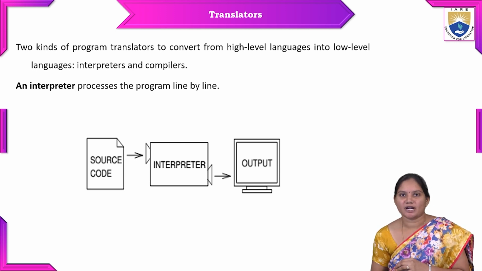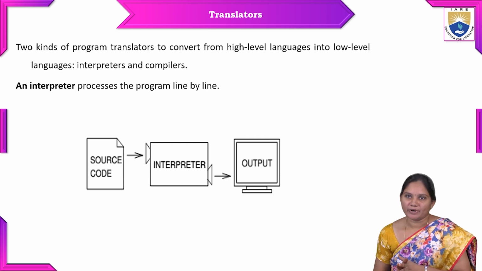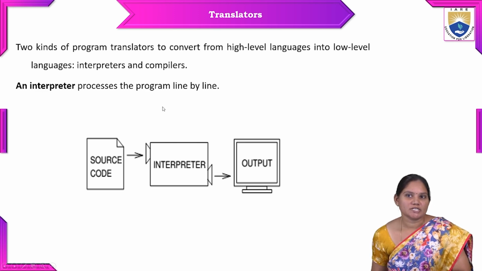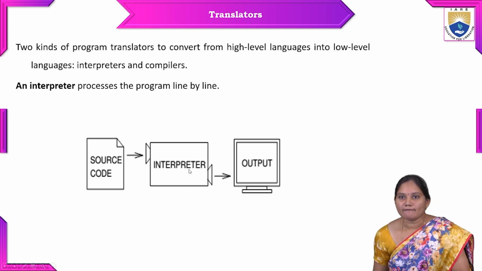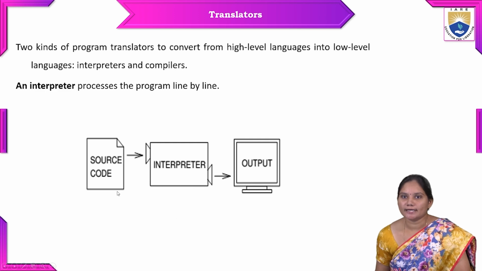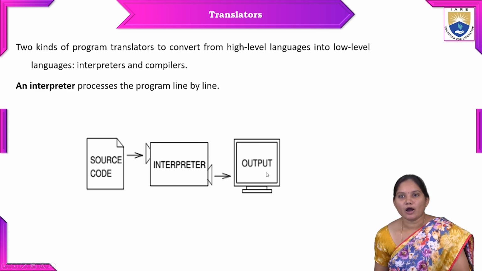Here we have two types of translators. First one is the interpreter, second one is the compiler. The interpreter processes the program line by line. This is a small picture of the interpreter. Here source code means our high level code. Our high level code goes directly to the interpreter, and the task of the interpreter is to convert the high level code into machine code and directly give the output to the output console. This is the small diagram of the interpreter.